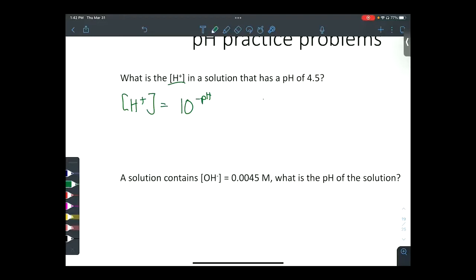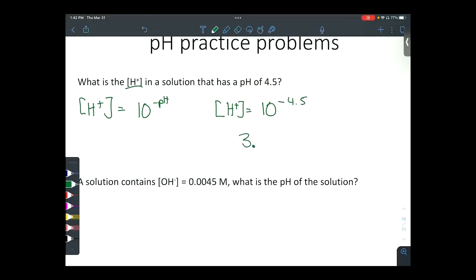So at this point, it's just plug and chug, right? We are given the pH, so our H plus concentration is just 10 to the negative 4.5. If you put that into your calculator, you get a concentration of 3.2 times 10 to the negative 5 molarity. That's our H plus concentration. So just being able to use those equations that you memorize. And again, I like the idea that pH is the negative log of H plus concentration, that those two things are related to one another.